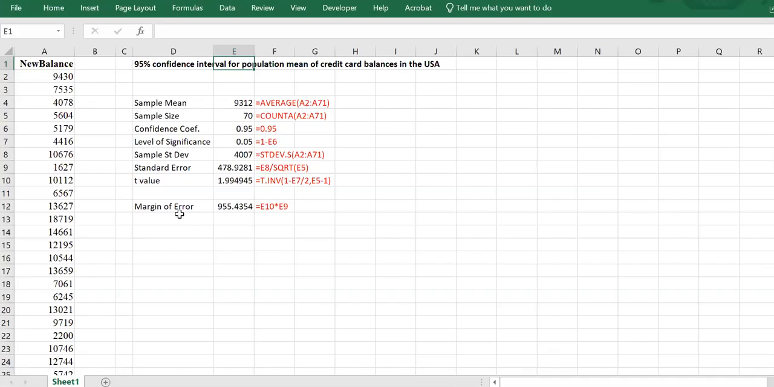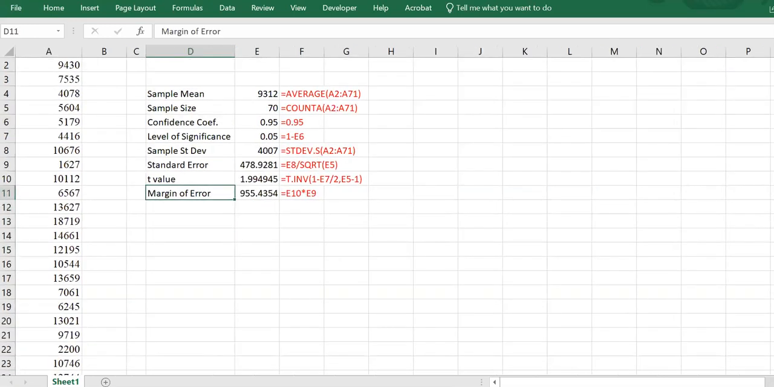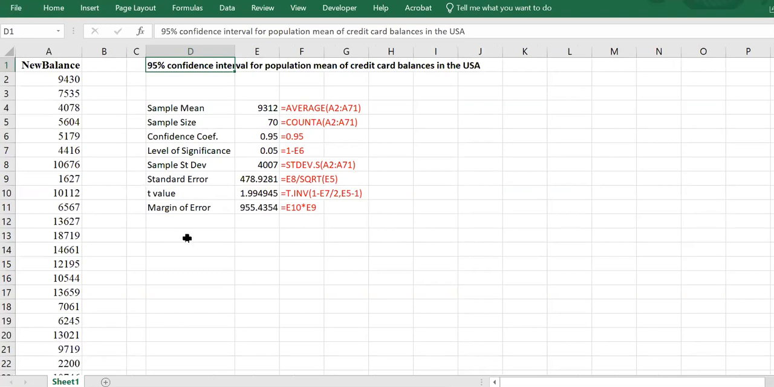So I come back here. Let me just take this and put it here, and now I have the point estimate for the population mean, that would be simply the sample mean. I have the upper limit and I have the lower limit.